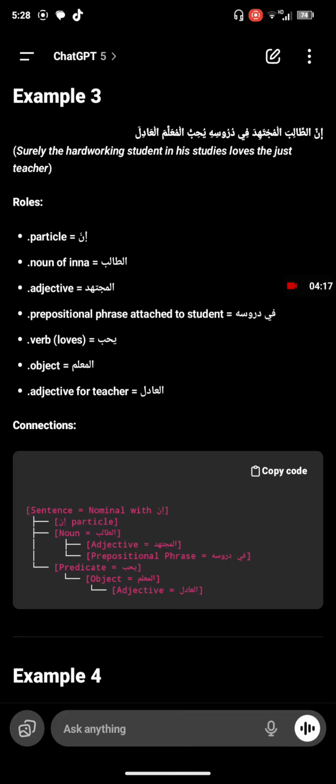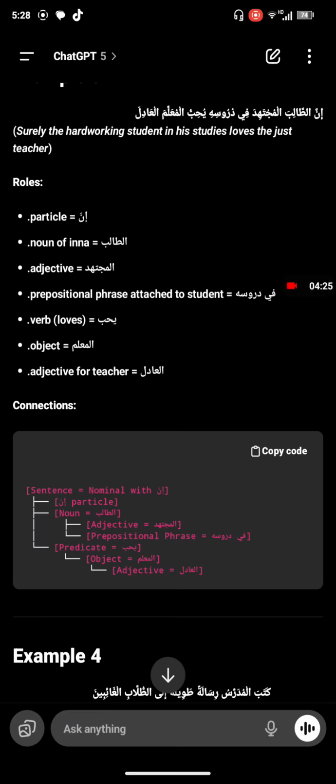But nonetheless, the adjective is next, and that connects to the noun. And the prepositional phrase, like before, connects to the noun. And then you go pretty much to the predicate, or the khabar. Yeah, the khabar, that also connects to the noun, and then the object connects to the predicate, and then the adjective connects to the object. So you can see that.